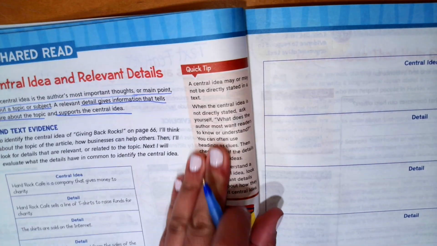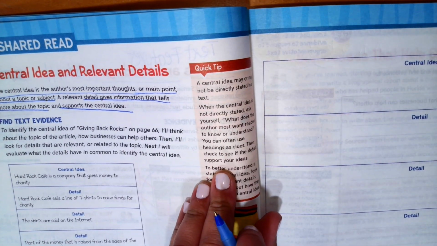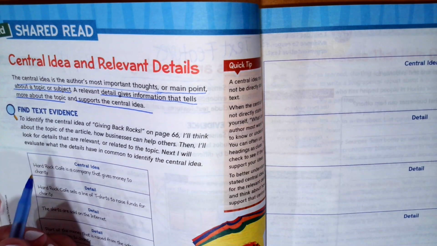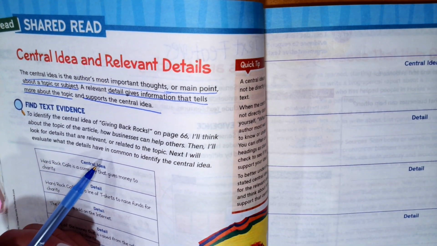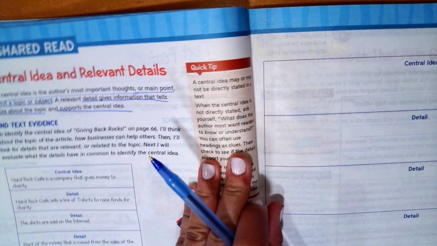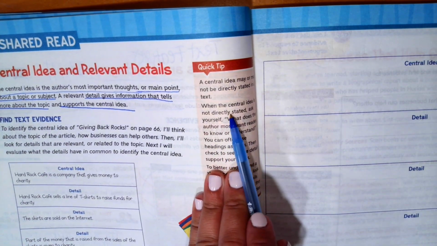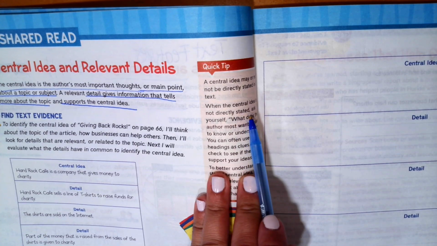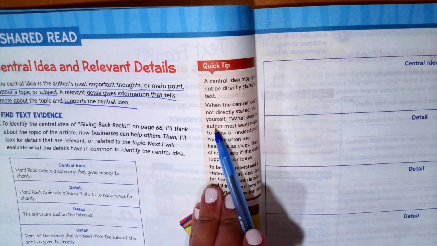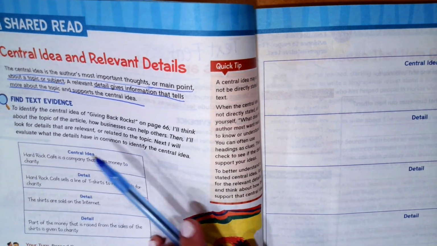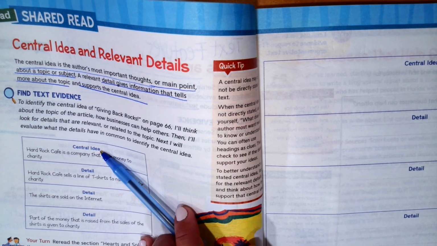Okay? Quick tip. A central idea may or may not be directly stated in the text, which is very important to know, because even though we are reading, maybe they never give us a main idea. So that is the part where we have to use our inferencing skills. All right, so when the central idea is not directly stated, you have to ask yourself, what does the author most want readers to know or understand? And this is where it's very handy to use those headings as a clue.